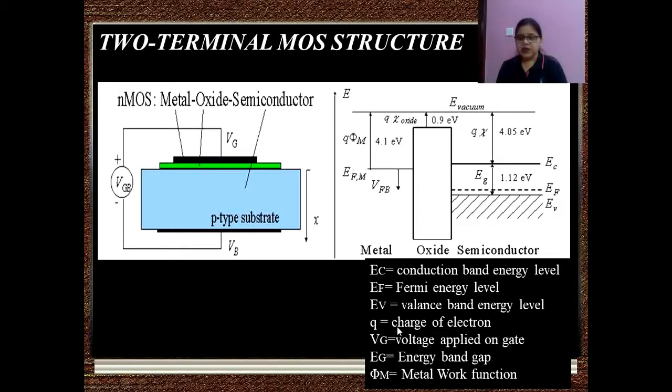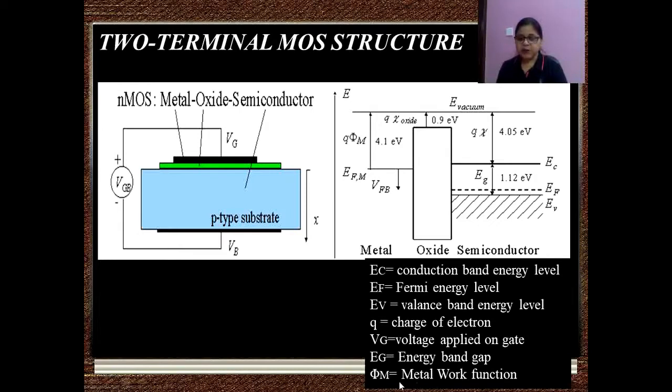Vg over here is the applied gate voltage, because in the MOSFET or the MOS structure, whatever input we provide, we provide in the form of a voltage, and that will be given from this terminal, which is the top or the metal layer of the device. Then Eg is the energy band gap, which is basically the gap between the conduction and the valence band. And if we are talking of silicon devices, then this Eg is nearly 1.1 electron volt.